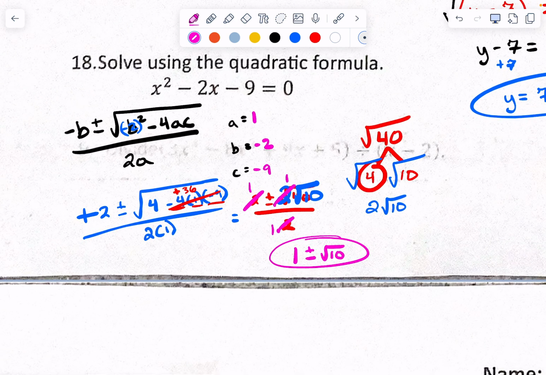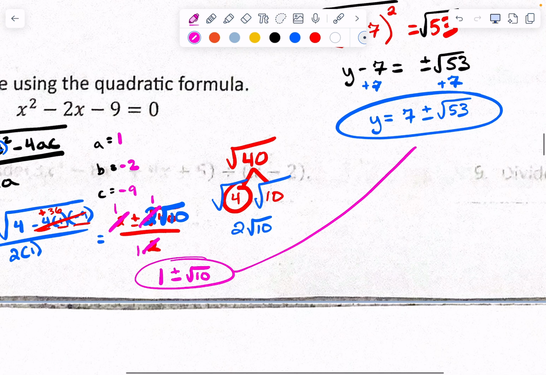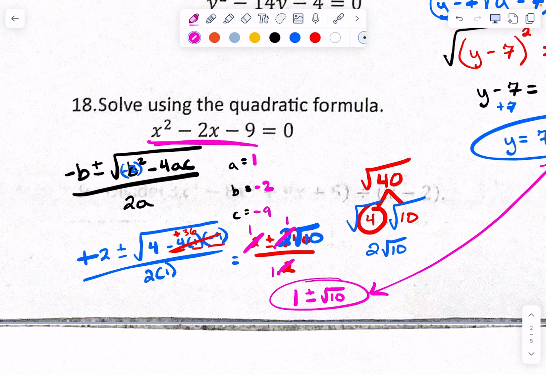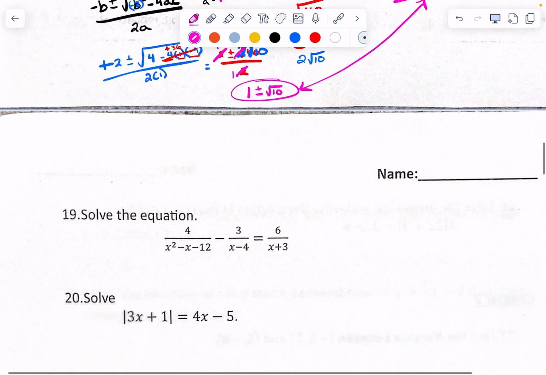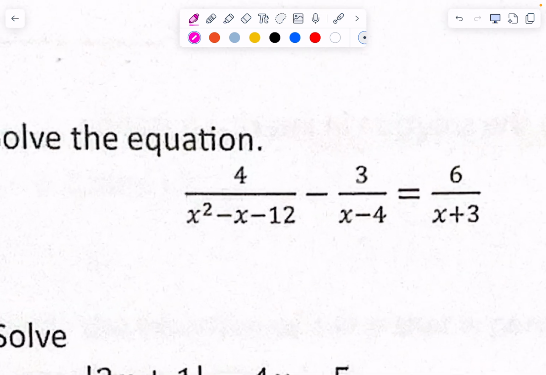Quadratic formula. And do you see how he's set up in the same way as our completing the square? Right? You could check your answer by completing the square on this one, or you could check this one by doing the quadratic formula. Either way. All right.